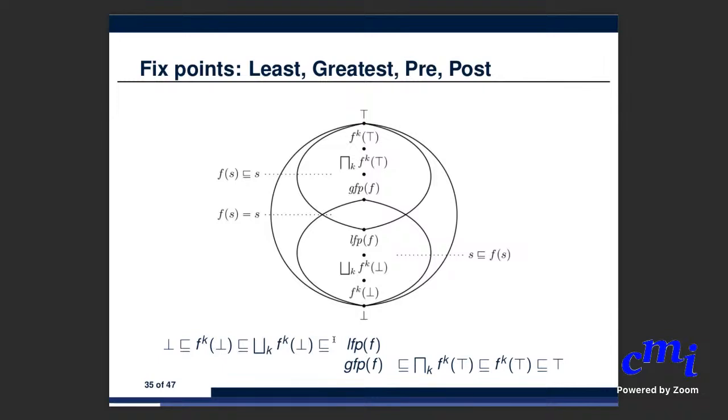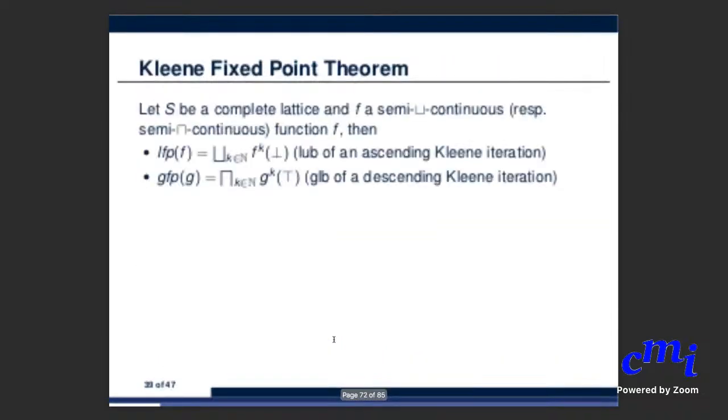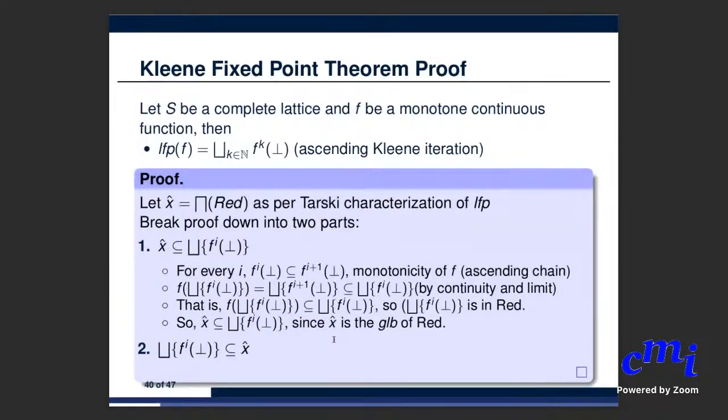Here I showed that the greatest and least fixed points can be computed by following this particular chain of iteratively applying F, starting from the bottom element, F applied to itself. If you did that starting from top, you get the greatest fixed point, and the least fixed point with some condition. And that's what Kleene's fixed point theorem says.